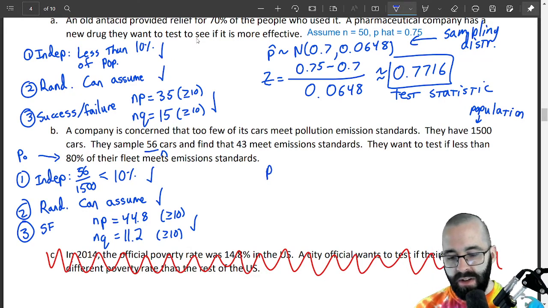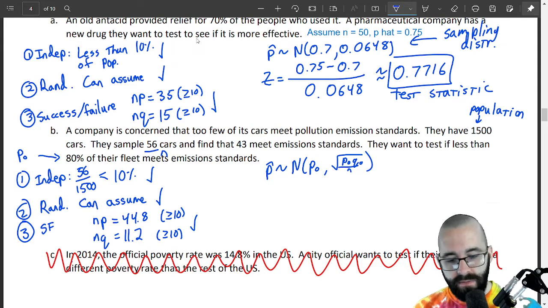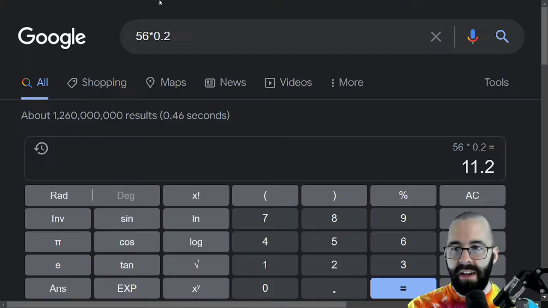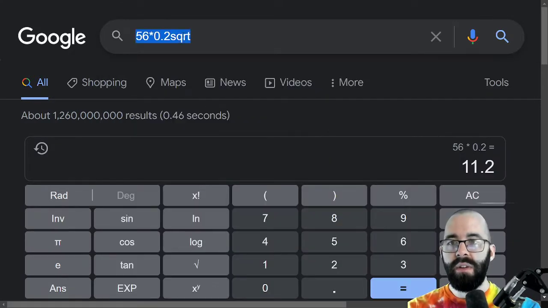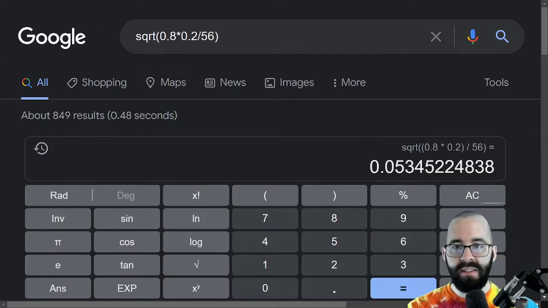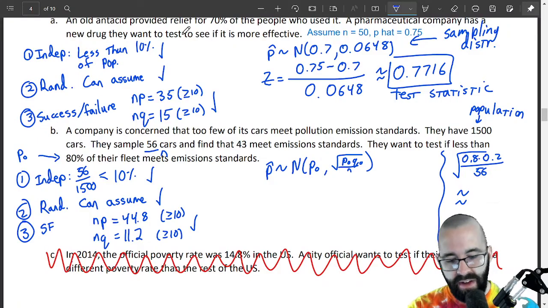And just like before, we can set up our sampling distribution. P hat is normally distributed with mean P naught and standard deviation the square root of P naught Q naught over n. We'll go off to the side, calculate 0.8 times 0.2 divided by n, which is 56. Our standard error right here is the square root of 0.8 times 0.2 divided by 56, or about 0.0535.